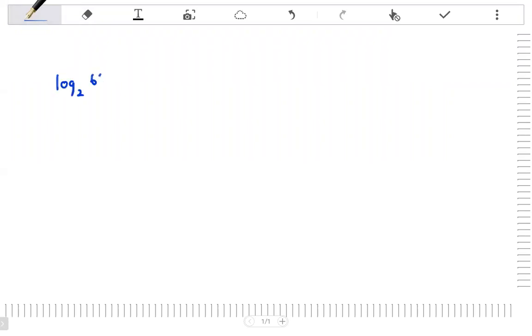Log base 2 of 64. How do we solve this? Well, oh, I forgot one important rule. I'm sorry. When we have a base and a number that are exactly the same, for example, log base 2 of 2, this whole thing is just 1.